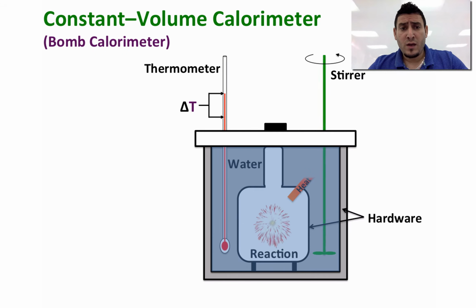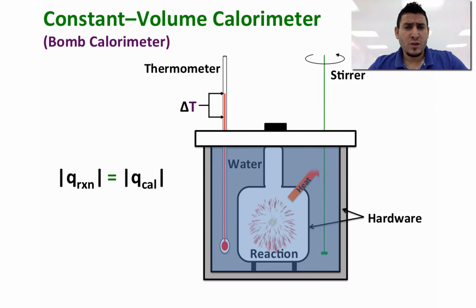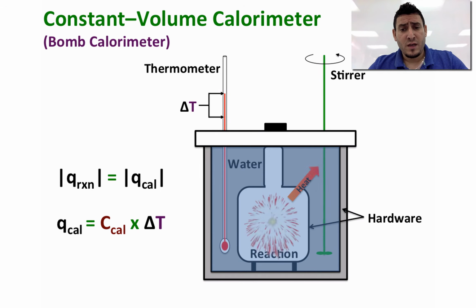Now, in a similar way, we can say that the heat released by the reaction is equal to the heat absorbed by the calorimeter. So not only water, it's going to be water and the hardware. And in this case, the heat absorbed by the calorimeter is equal to the heat capacity of the calorimeter multiplied by the change in the temperature.